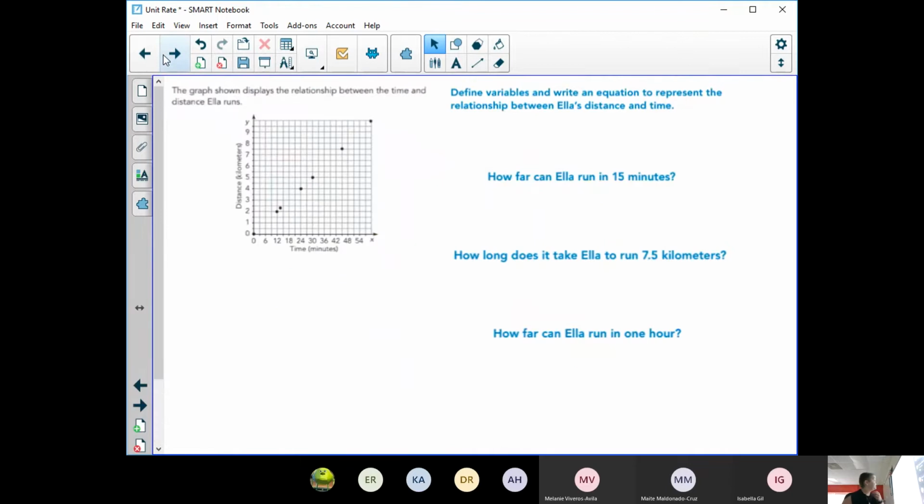And this should look familiar because it is an assignment that you had last Friday. And I had a lot of questions about this one, so I wanted to review it with you. The graph shown displays the relationship between time in minutes and distance in kilometers that Ella runs. And our first question, you guys didn't have this on yours, but we're going to go ahead and do this. It says define the variables and write the equation.